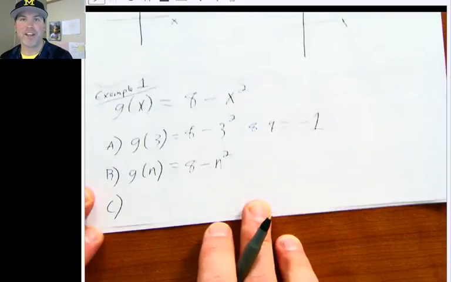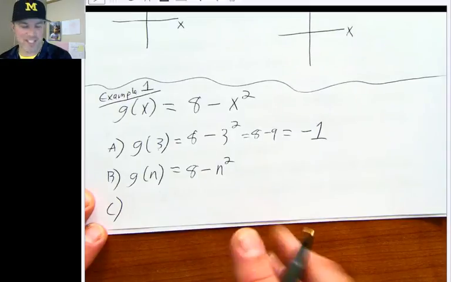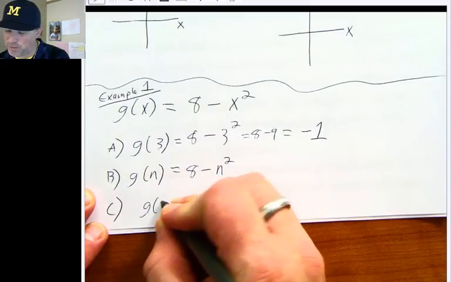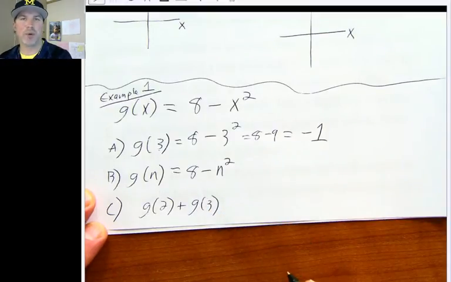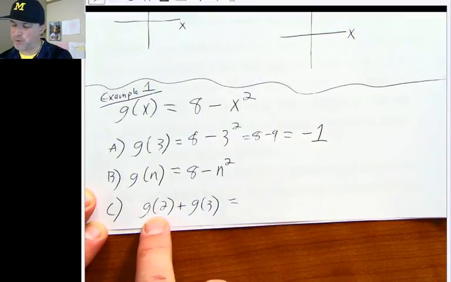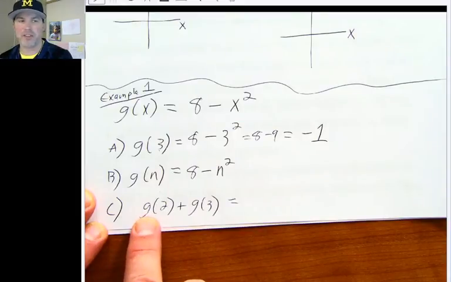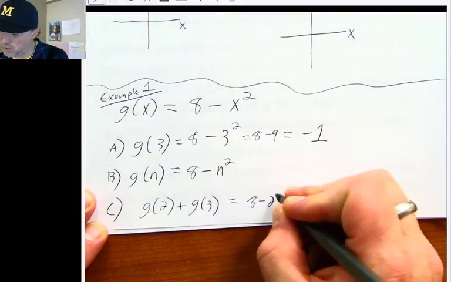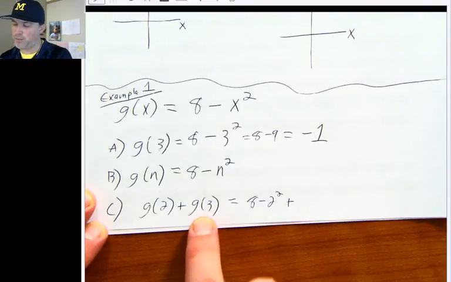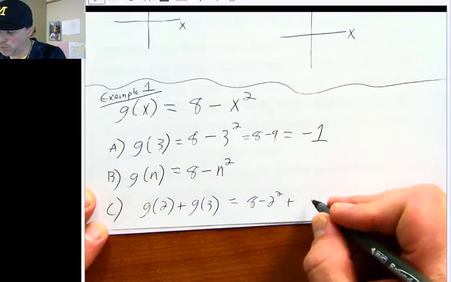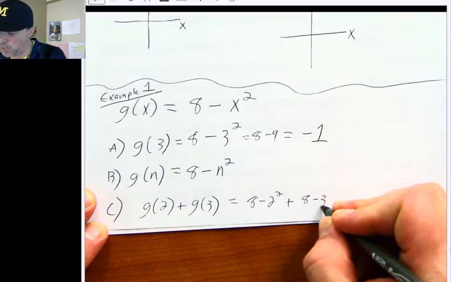Part C. Sometimes they'll put 2 questions into one: g of 2 plus g of 3. So this is like 2 little problems put into one. First we're going to go through the equation and plug in 2: 8 minus 2 squared, plus, now we're going to do g of 3. Same thing, we go through the equation with a 3: 8 minus 3 squared.